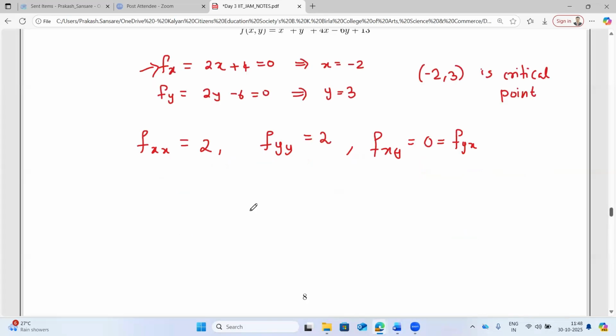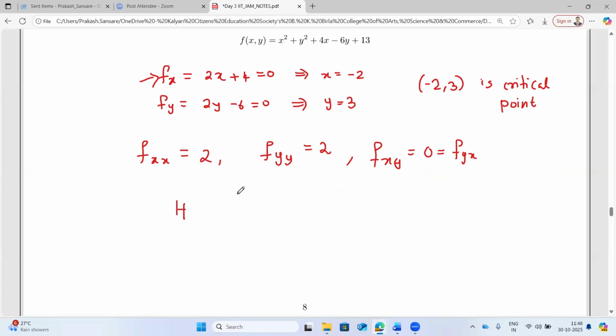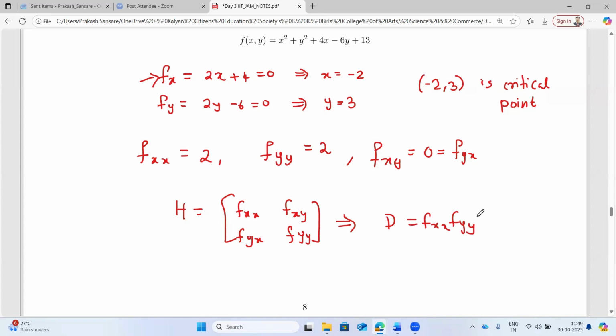So now your Hessian matrix H will be fxx, fxy, fyx, fyy. And the determinant, you can find out determinant D as fxx fyy minus fxy into fyx, but they are the same, so fxy whole square.